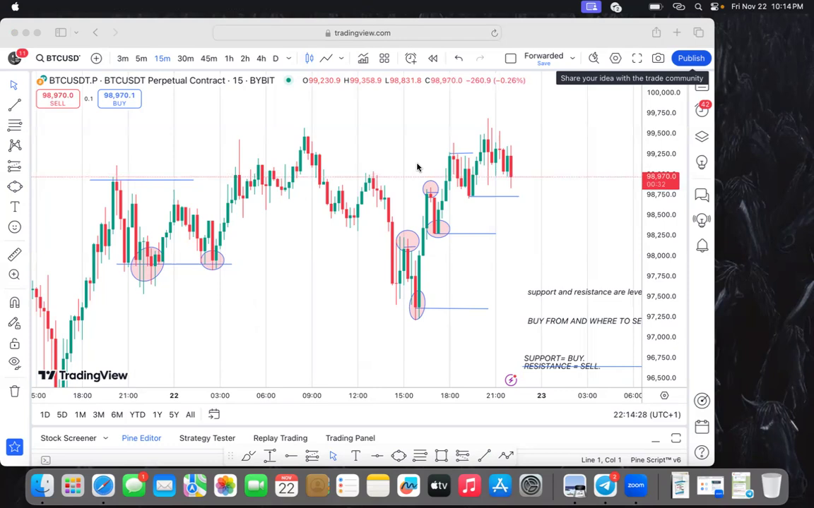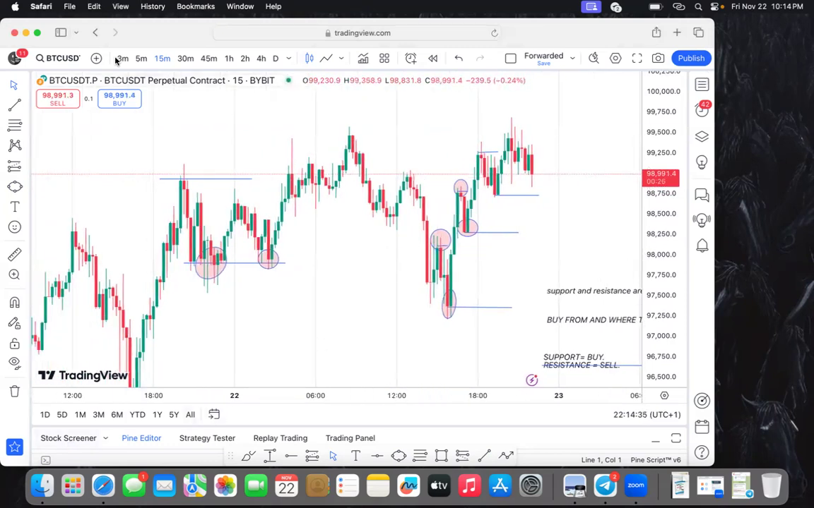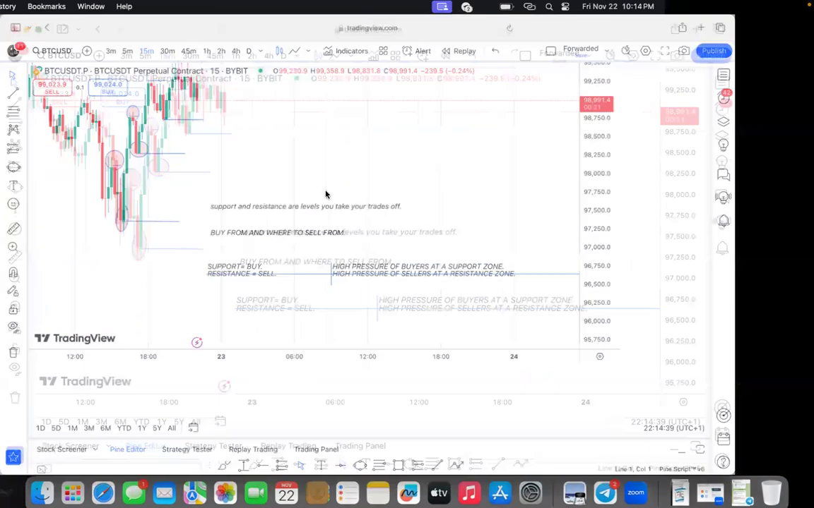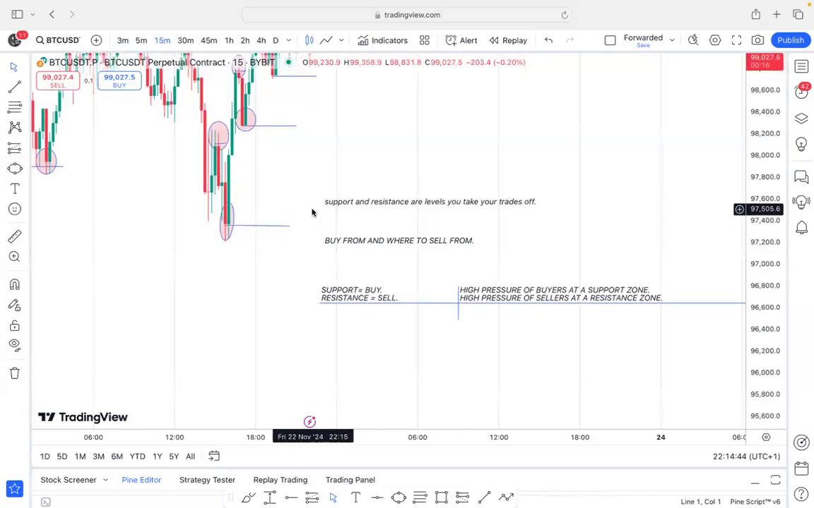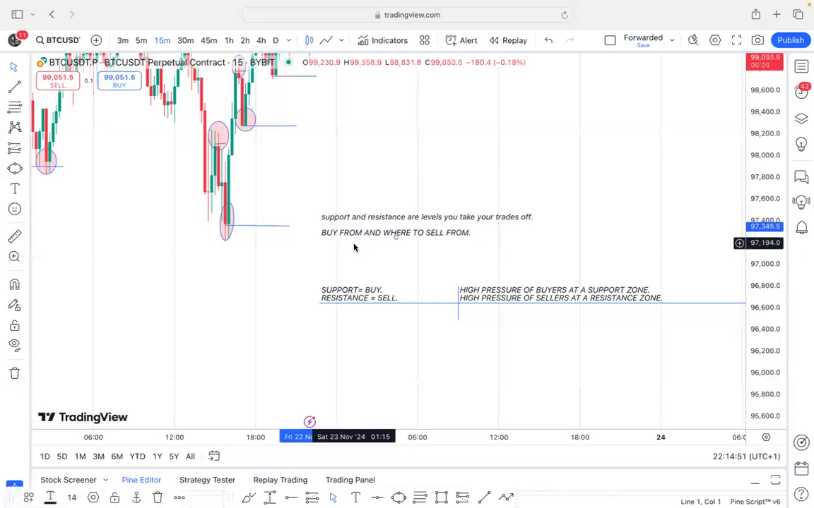Okay, so let me take it over again. If you've not screenshotted this, I advise you screenshot it now. Support and resistance levels are levels you take your trades off. That's where you look to buy or sell. What do you do at those levels? You buy at support, you sell at resistance. So you know where to buy from, you know where to sell from.